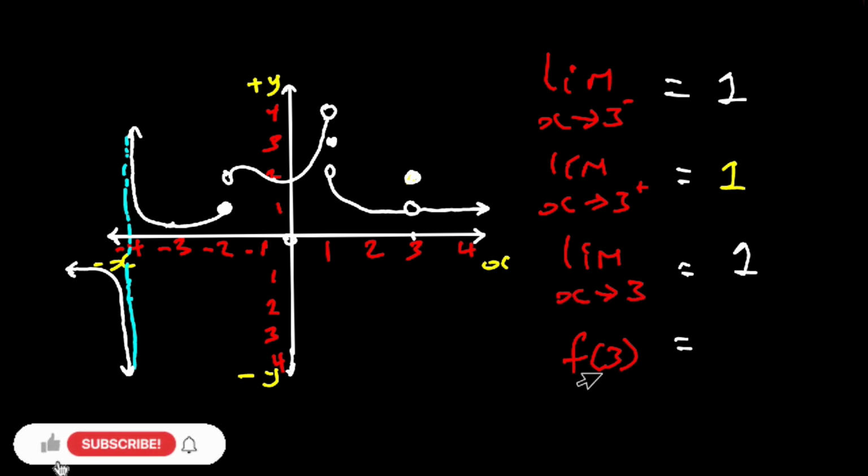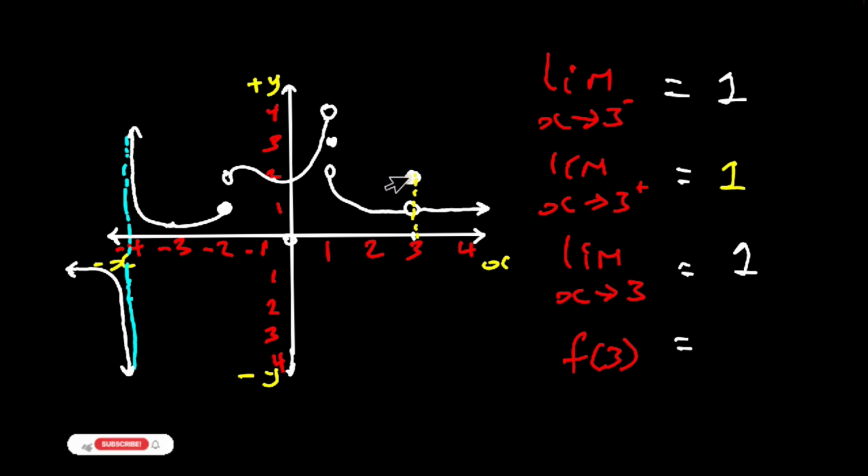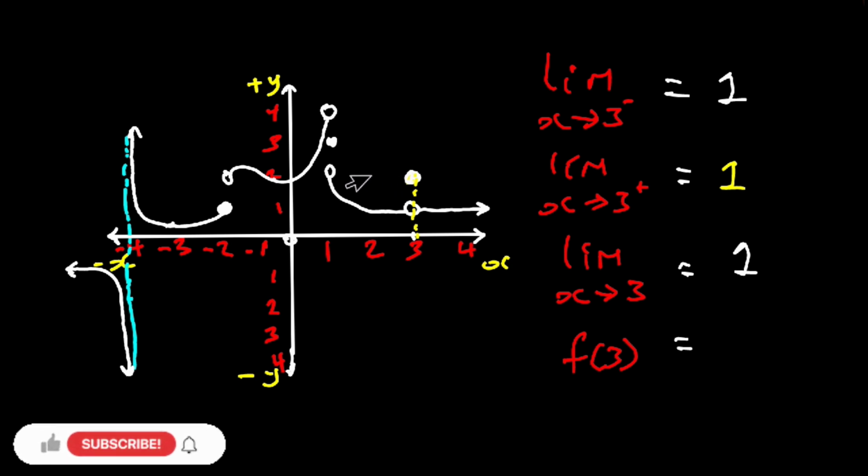Now, what about f of 3? What do you think? If you look at this x value here, you see that there's a closed dot above it. So this closed dot is the value of f of 3. So you trace it to the y value. This 2 here is corresponding to this dot. So we say that f of 3 is equal to 2. So this is how to evaluate limits graphically.